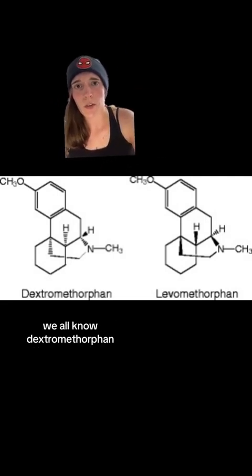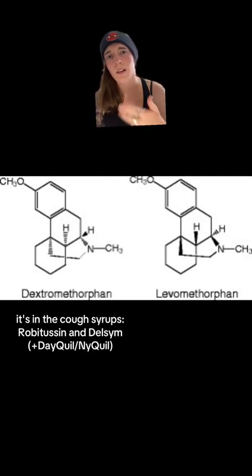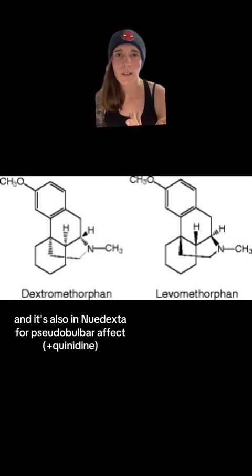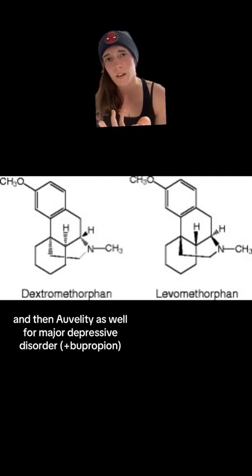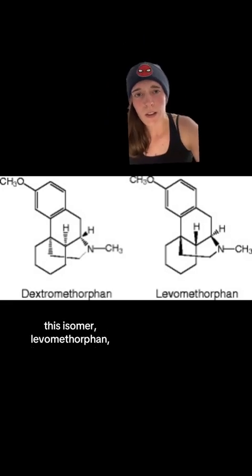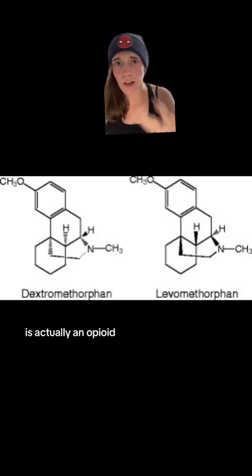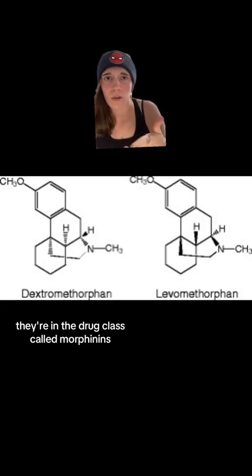Probably one of my favorite examples of enantiomer differences is dextromethorphan and levomethorphan. We all know dextromethorphan. It's in the cough syrups, Robitussin and Delsym, and it's also in Nuedexta for pseudobulbar affect, and then Auvelity as well for major depressive disorder. This isomer, levomethorphan, is actually an opioid. They're in the drug class called morphinans.